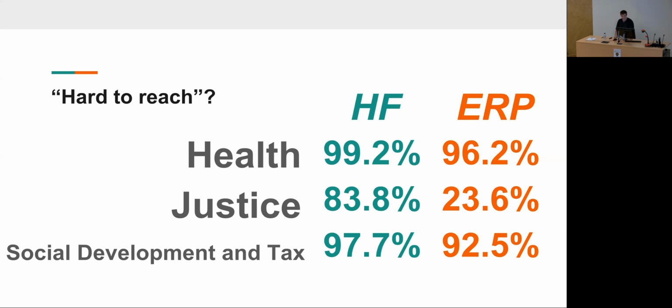And here's what we found. For a hard to reach group, we found 99.2% of them had health records that were accessible. That's more than you or me, or the ERP group, the estimated resident population of New Zealand at the time. So in fact, you were more likely to be linked if you were homeless. Justice, you were much more likely to be linked if you were in the homelessness group, with numerous interactions with the justice system. And social development and tax, you were actually more likely to be on their radar if you were homeless, if you were rough sleeping in Hamilton.